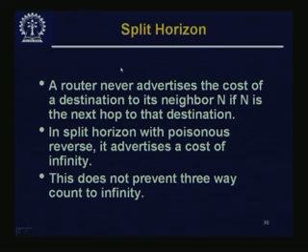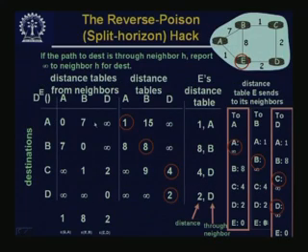So, the split horizon hack is that a router never advertises the cost of a destination to its neighbor n if n is the next hop to that destination. So, A would never advertise C to B. Or rather, in split horizon with poisonous reverse, it advertises a cost of infinity. This does not prevent count to infinity, but as I said, this is a hack, not a solution, because this takes care of some of the cases, but it may not take care of all the cases. I will come to the details of where it cannot help later on.